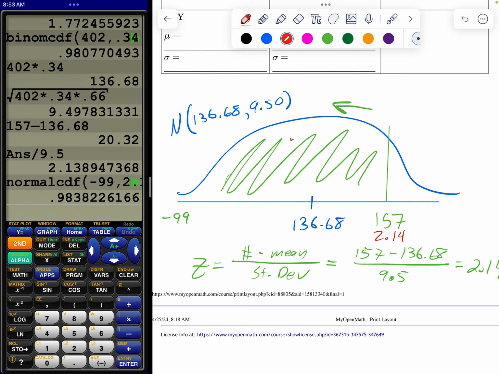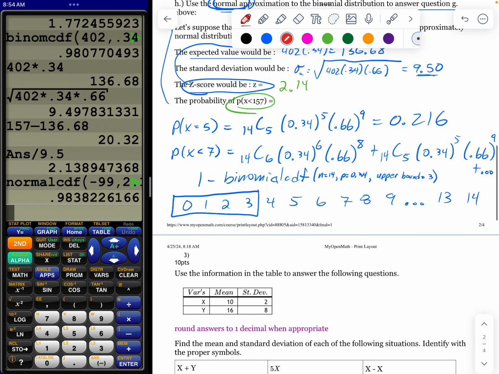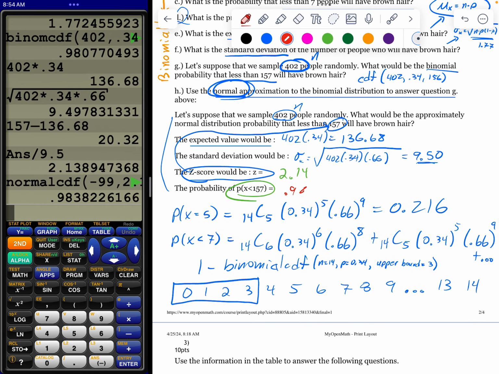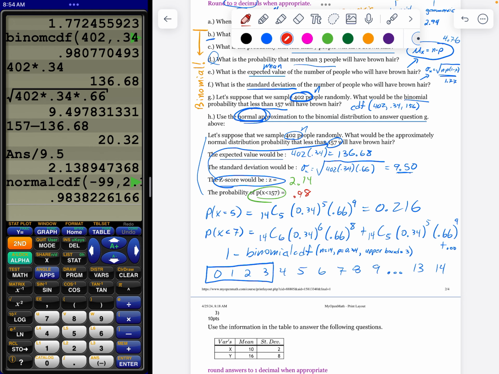This green shaded area is 98%. Okay, and that's the answer to that one. Whew, that was a doozy.